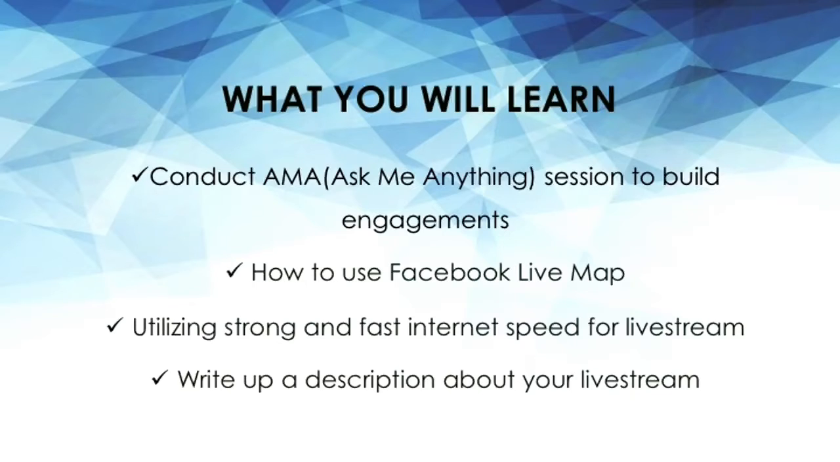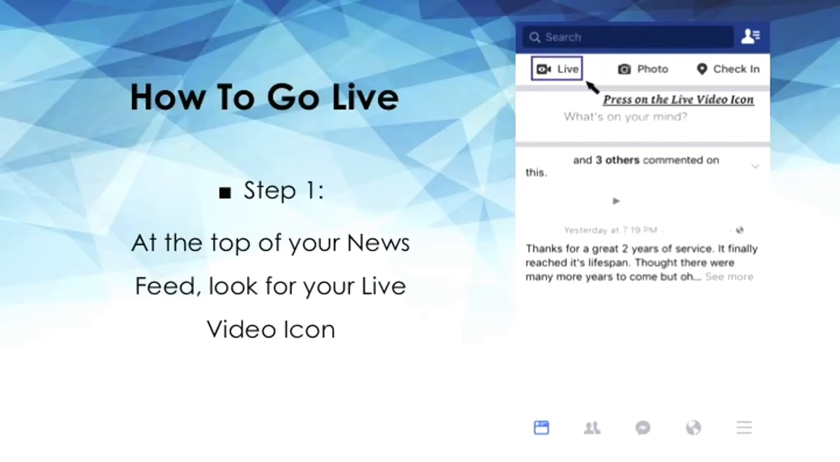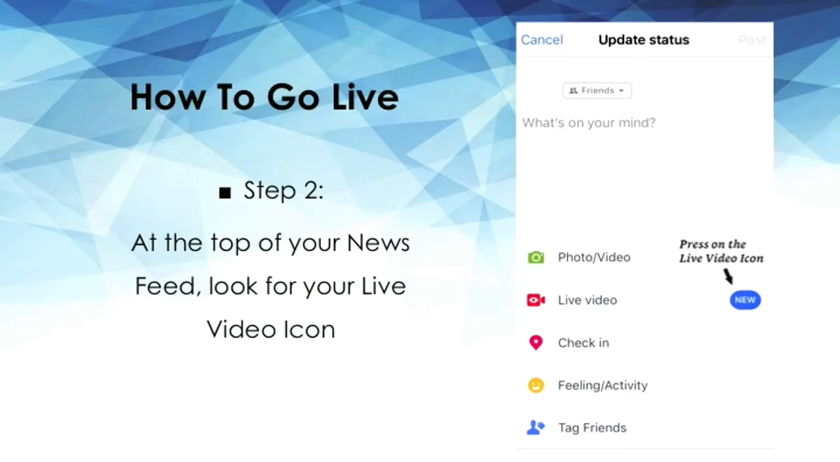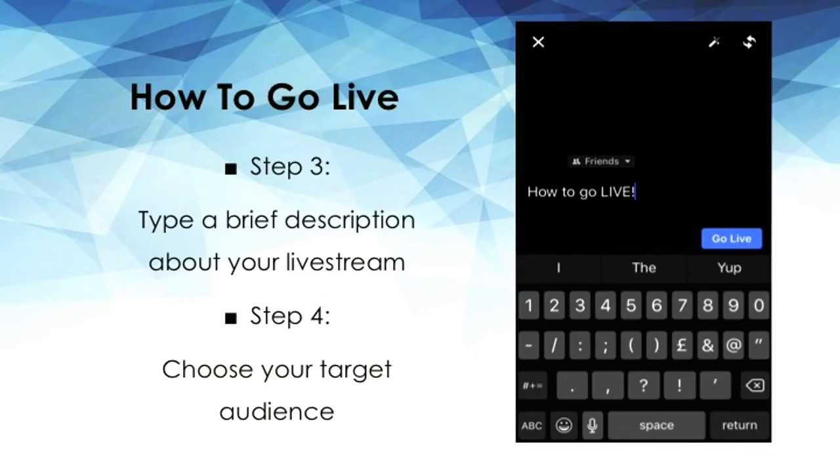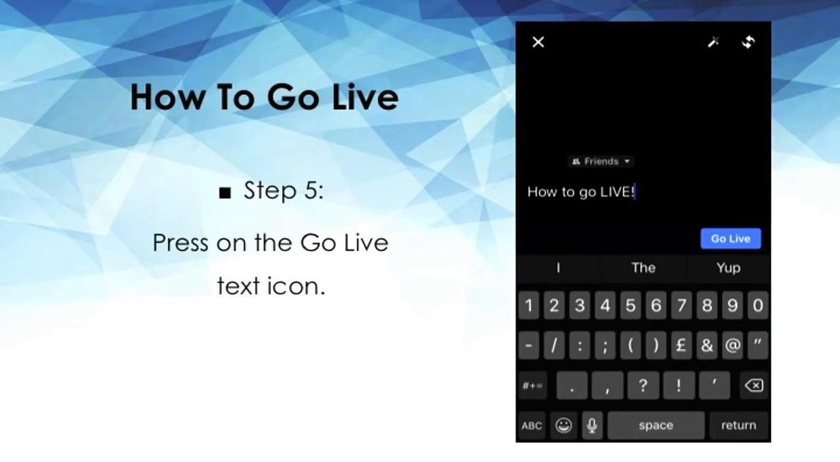So let's get started. To use Facebook Live, you'll need to download the Facebook app into your mobile phone, then access your Android or iOS Facebook app once the download is complete. At the top of your news feed, in the dialog box, What's on Your Mind, select the live video icon. Next, type in a brief description about your live stream. You can choose an audience for your video depending on your preference at the bar above your live stream description. Finally, tap Go Live and start your live broadcast.